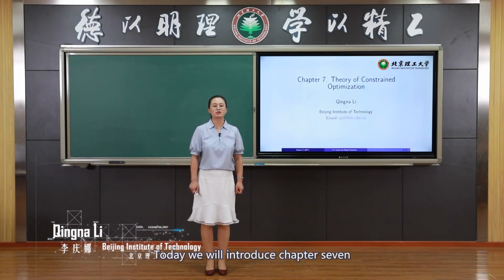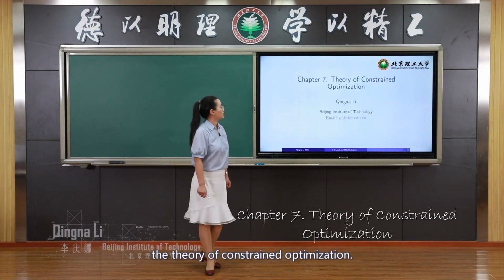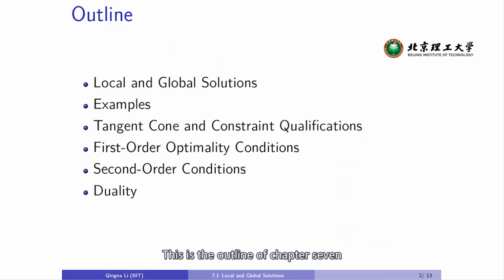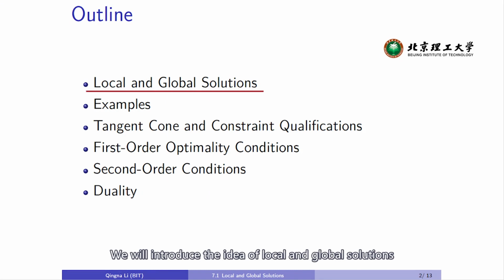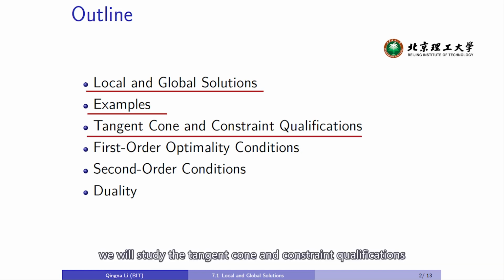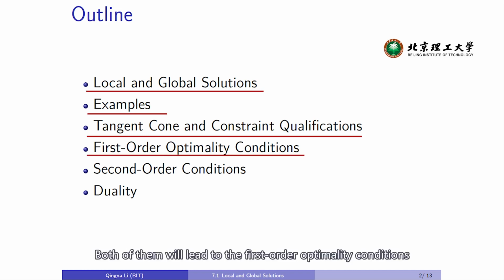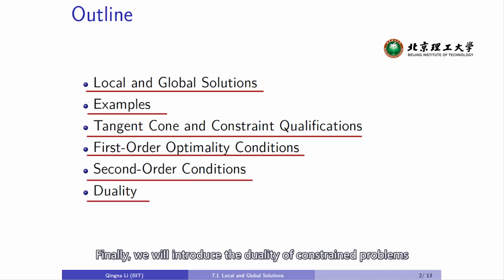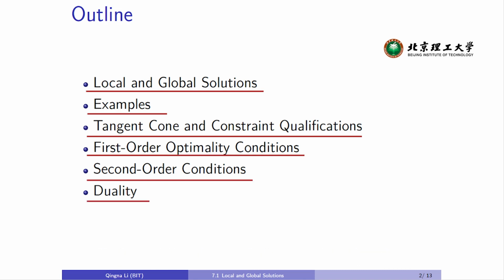Today we will introduce Chapter 7, the Theory of Constraint Optimization. This is the outline of Chapter 7. We will introduce the idea of local and global solutions, and by demonstrating some examples, we will study the tangent cone and constraint qualifications. Both of them will lead to the first-order optimality condition and second-order optimality conditions. Finally, we will introduce the duality of constraint problems.